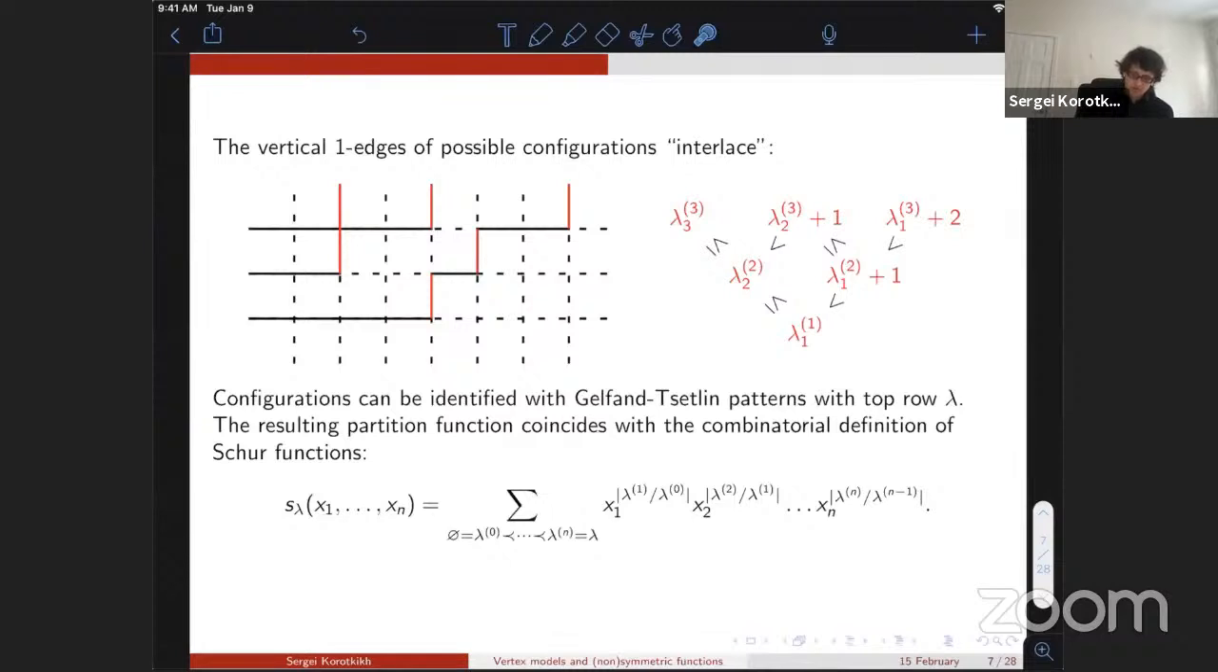Moreover, since we had weights x1, x2, and x3, one can check that the only way the vertex contributes a weight is through vertical lines. So one can check that the contribution of vertex weights from this part will be exactly x1 taken to the power lambda 1, 1. Then the contribution on the second row will be the difference between the entries of the second row of this Gelfand-Tsetlin pattern and the first one, and so on. It turns out that the whole partition function I have described just encodes the combinatorial definition of Schur functions, which I have written here in terms of interlacing partitions.